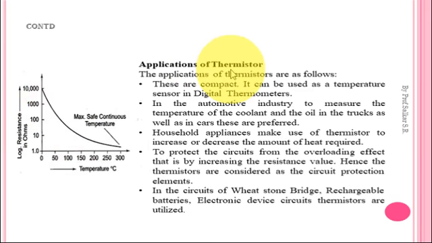Next are the applications of thermistors. The first application: they are compact and can be used in digital thermometers. These thermistors are used in digital thermometers to detect the temperature. As the temperature varies in the digital thermometer, the resistance of the thermistor goes on changing.